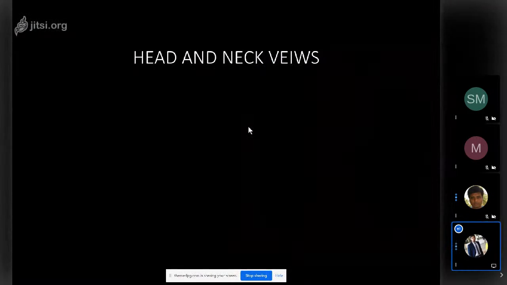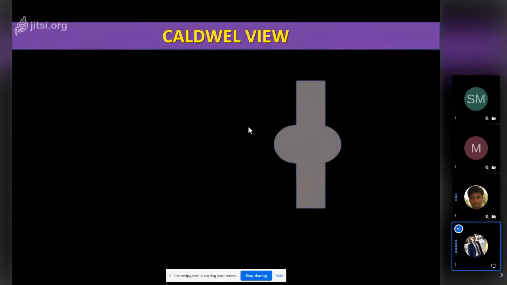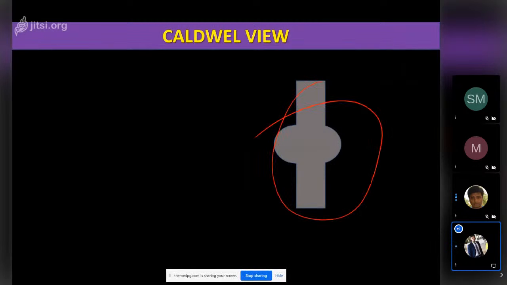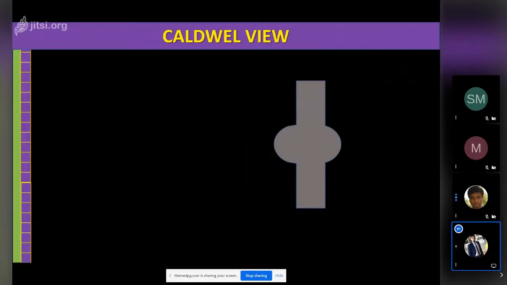So, different X-ray views of the head. Okay, I have to go fast because we have to finish a lot of topics. So the first thing is a Caldwell view. How do I do a Caldwell view? So this is an X-ray tube, and this is a detector, and I place the patient like this.